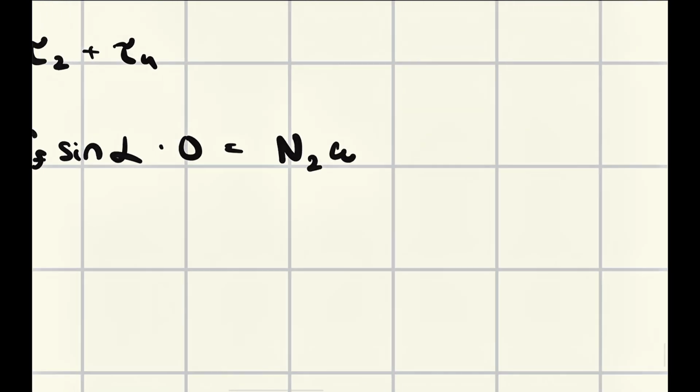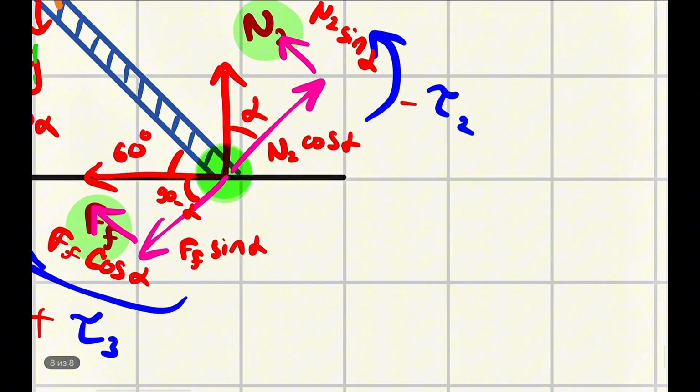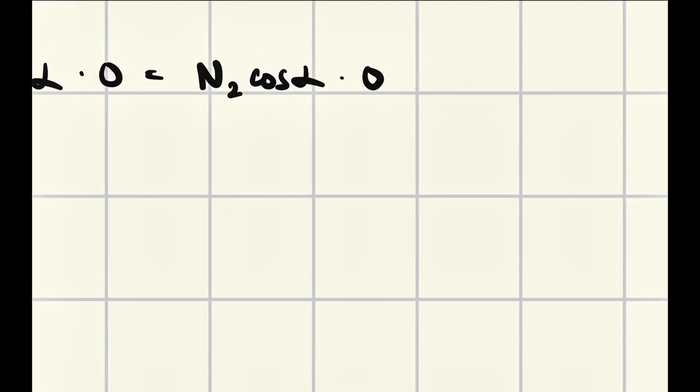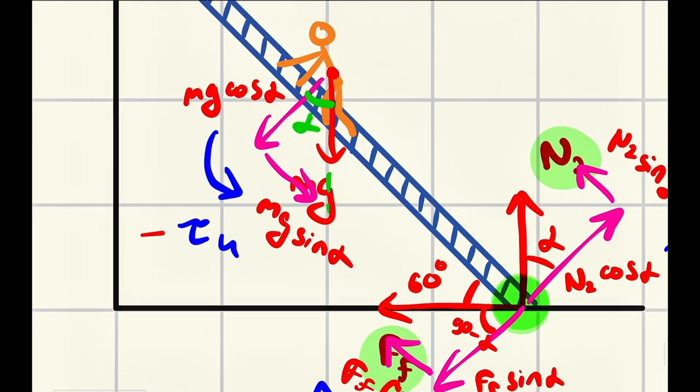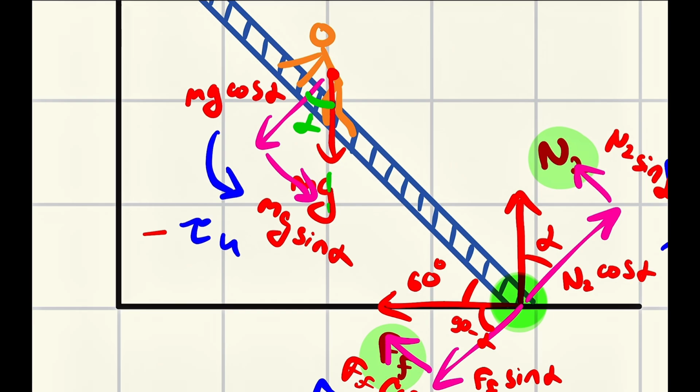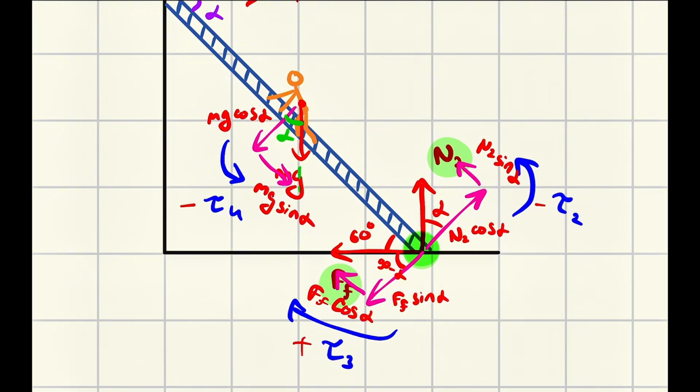N2 cosine alpha, and as you can see here, it is also 0 distance from the pivot. That's why it would be just 0. And plus here the last thing, torque 4, which is mg cosine alpha. mg sine alpha is just parallel to our ladder and it cannot rotate, only mg cosine alpha can. And mg cosine alpha is just half of the length away from the pivot, right? So it would be just mg cosine alpha L divided by 2.